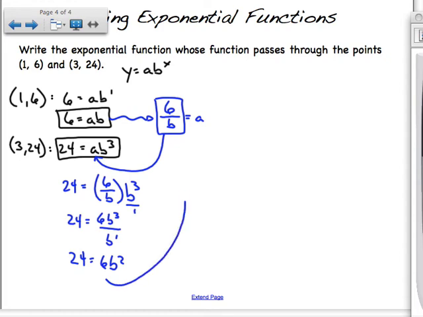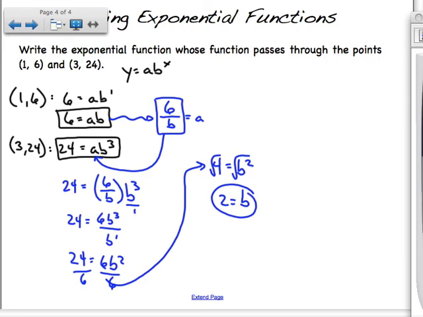I'll bring it up over here so I can finish it. If I divide by 6 on both sides, I simplify my terms. 24 divided by 6 is 4, which is equal to b squared. And then take the square root of both sides, and I get b is equal to 2.